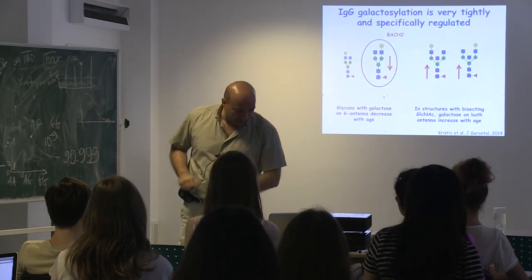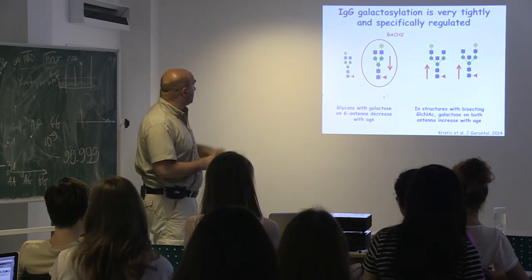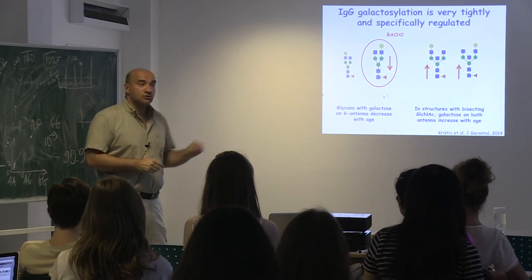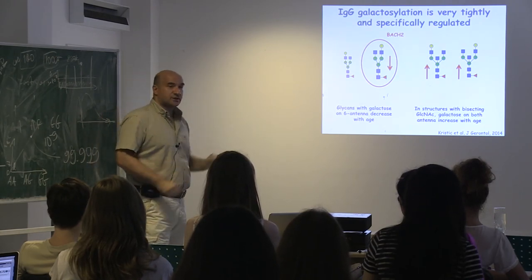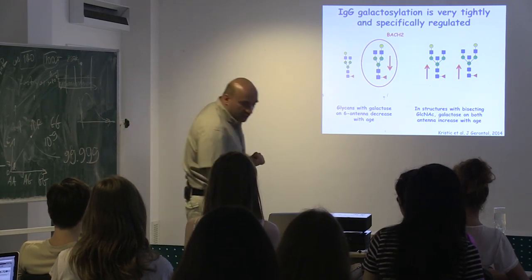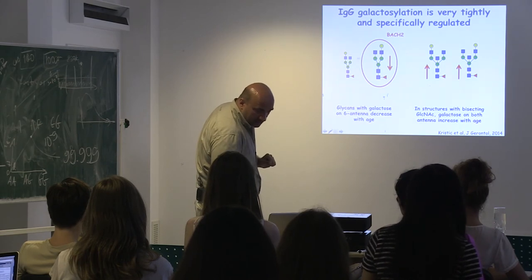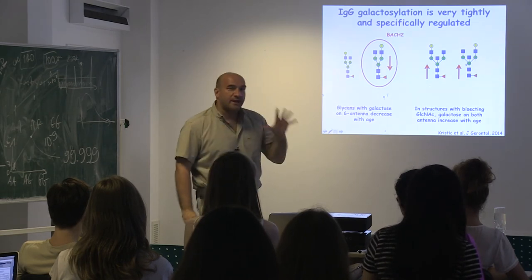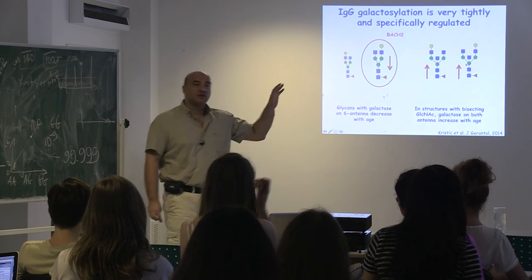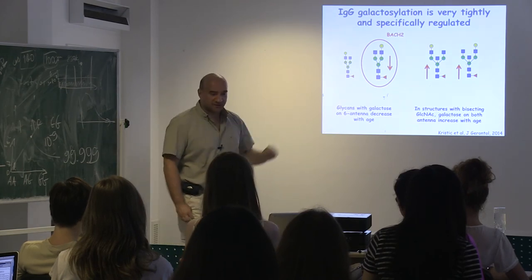And for example, we see that one of the genes, BACH2, is associating only with this single structure. So it associates with addition of galactose, but only here, not on the other glycans. So maybe we are mapping a pathway which will help us understand how this is functioning.